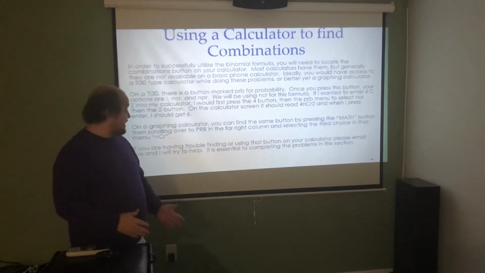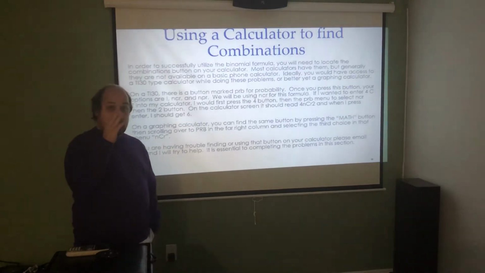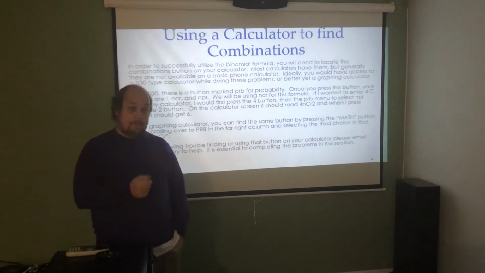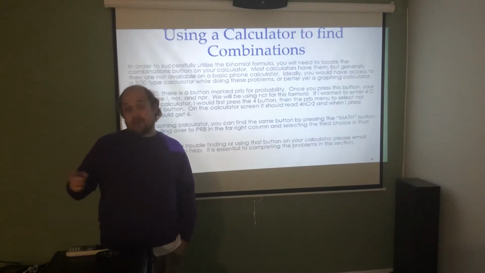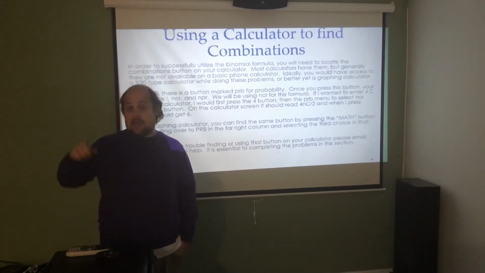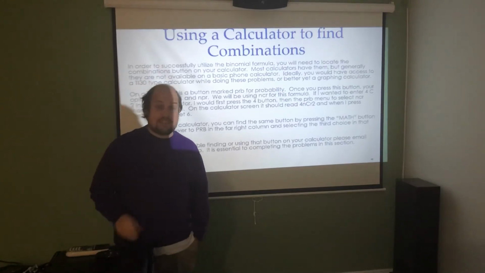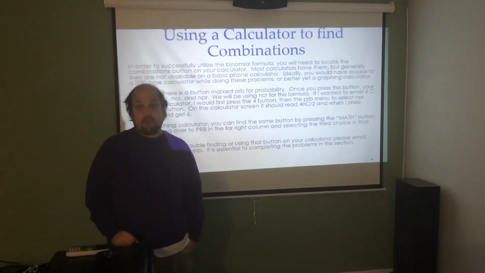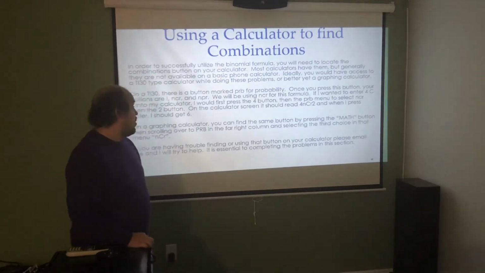Once I'm in that column marked PRB, the third option is nCr. Again, in order to put this in the calculator, I'd want to first put the number that's in front, like 4. Then I'd press the math button, scroll over to the far right column PRB, and select the option nCr. After pressing enter, it would show up on my calculator line, and I'd put the 2 after it to say that I want to do 4 nCr 2. When I press enter, it would then tell me the correct answer of 6.